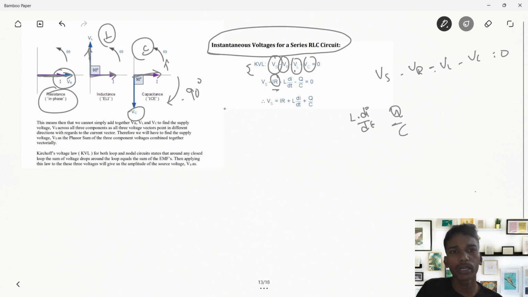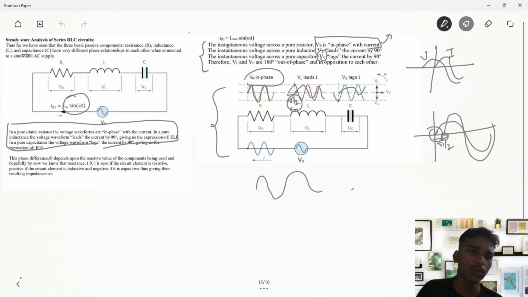I hope you guys got a basic idea about how current and voltage vary in a single phase RLC circuit. We will continue our discussion in the next video.